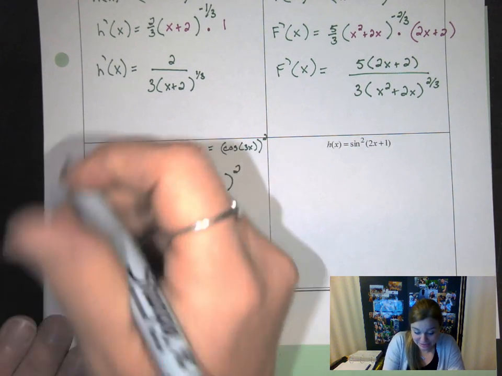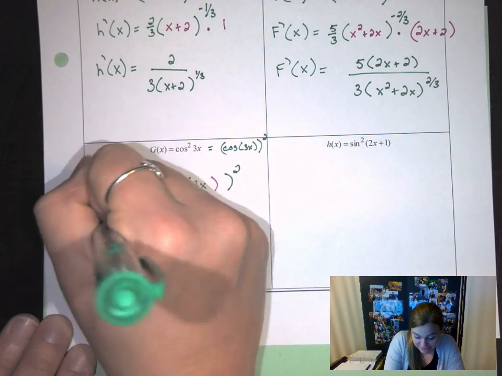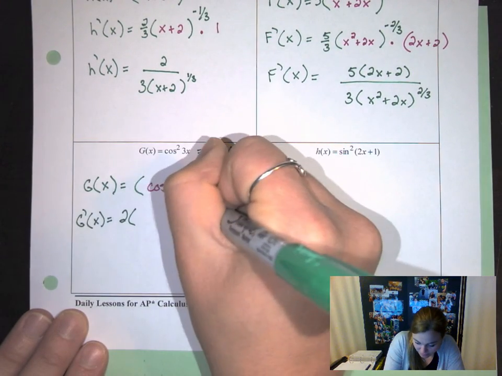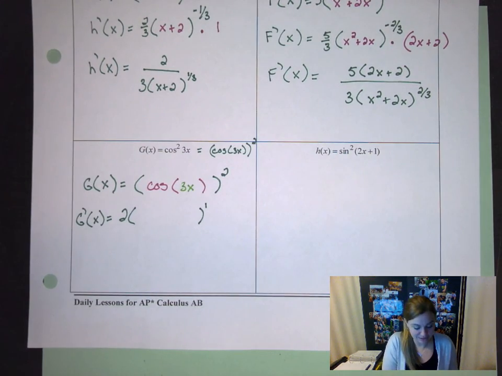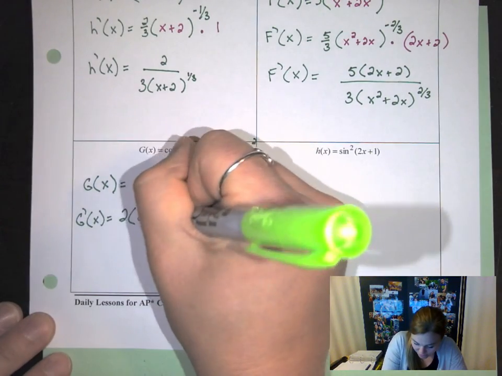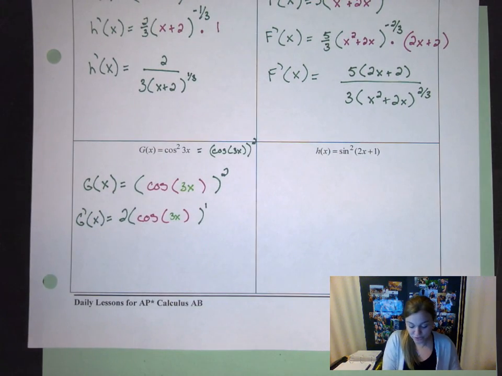So what I'm going to do is keep following the chain rule. I'm going to say g prime of x is equal to the derivative of the outside. Leave the inside alone. There we go. Times the derivative of the inside.